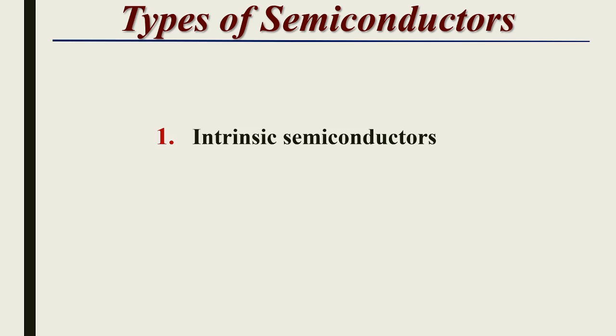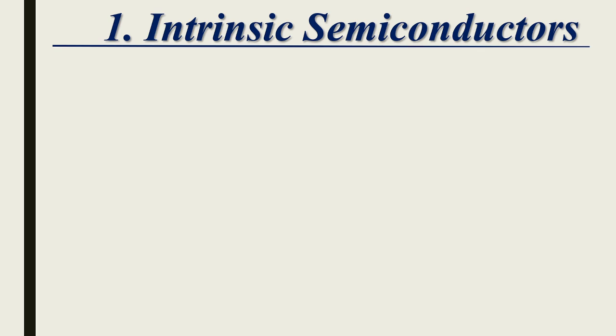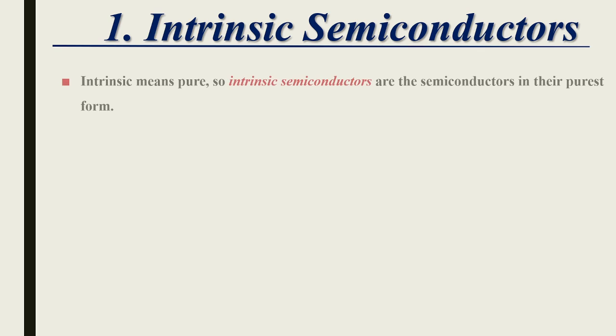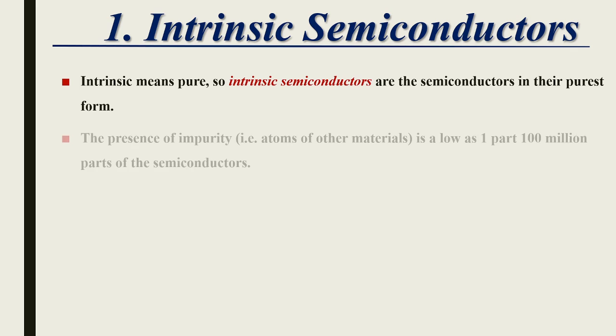So what are the different types of semiconductors? There are two types, that is intrinsic semiconductors and extrinsic semiconductors. Let's see these semiconductors in detail. So what are intrinsic semiconductors? Intrinsic means pure. So the intrinsic semiconductors are the semiconductors in their purest form.